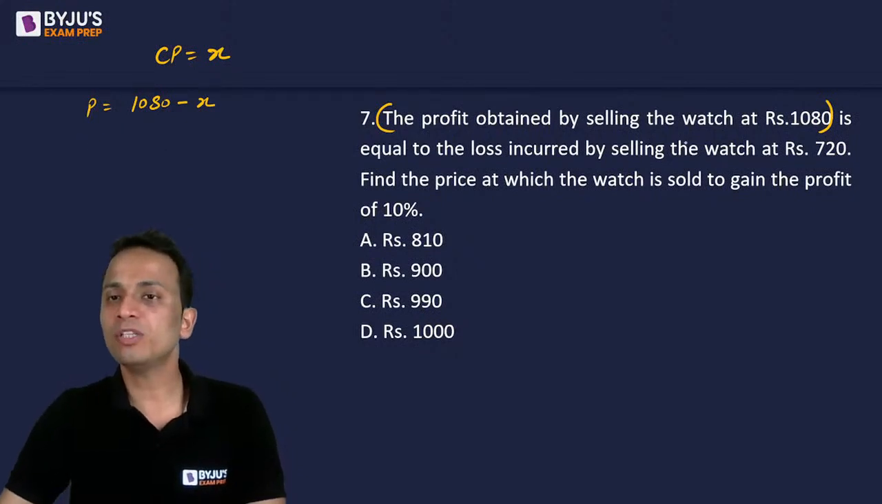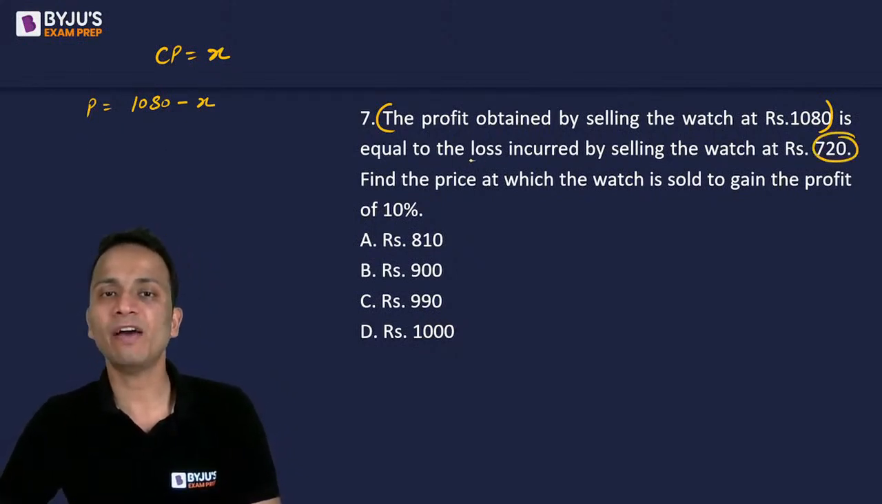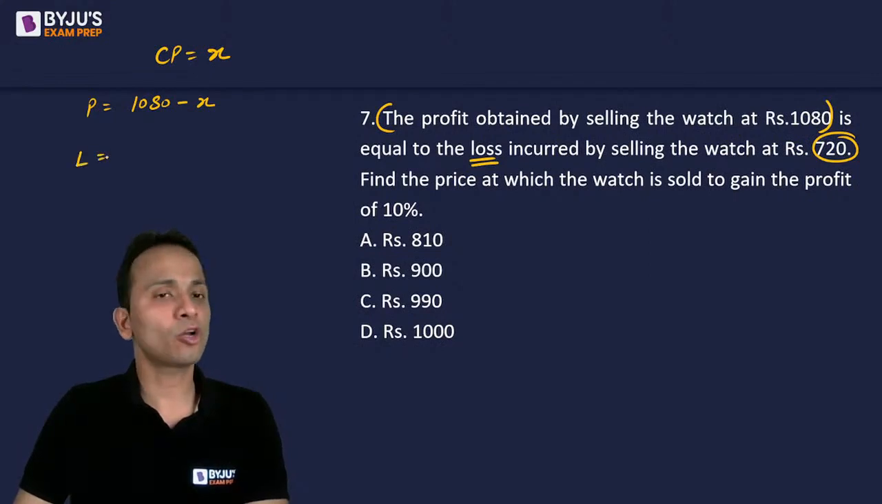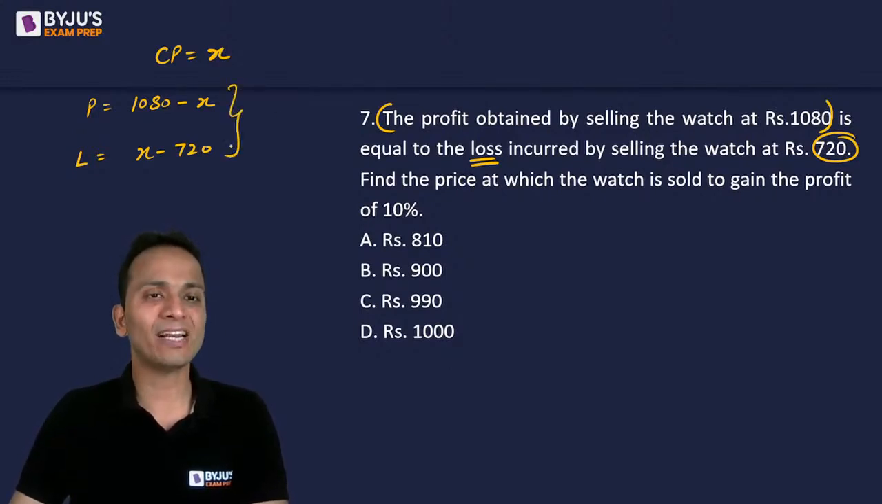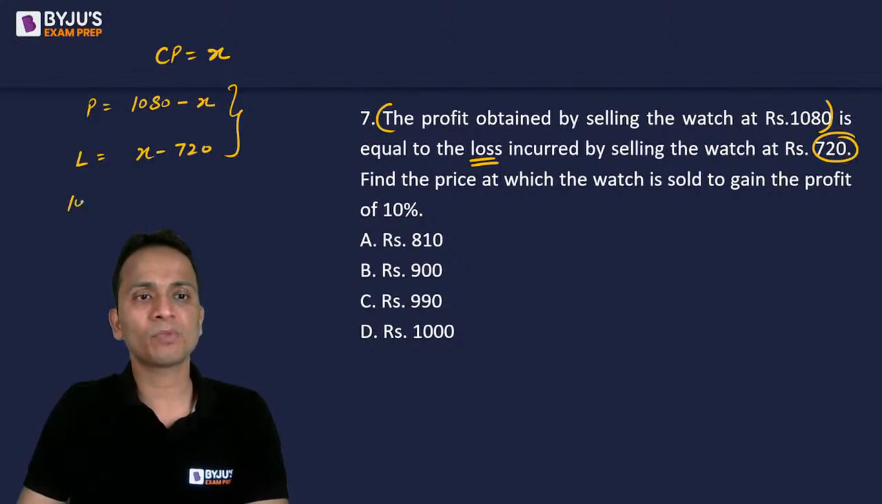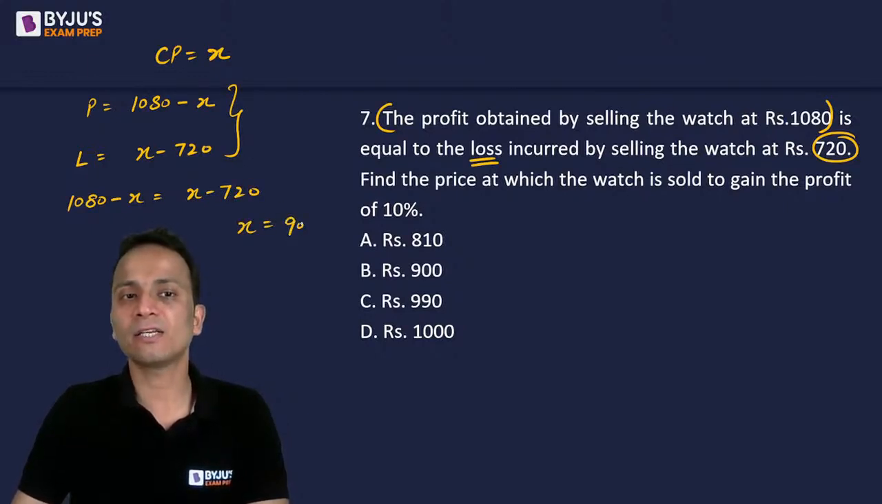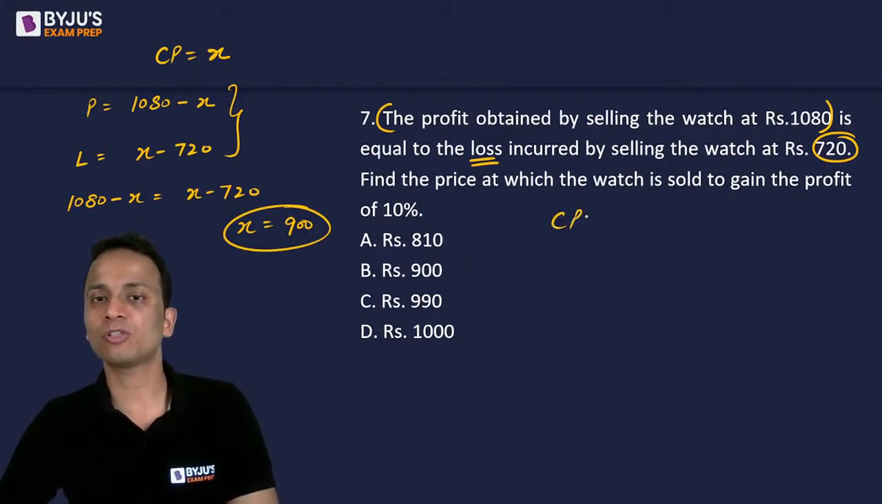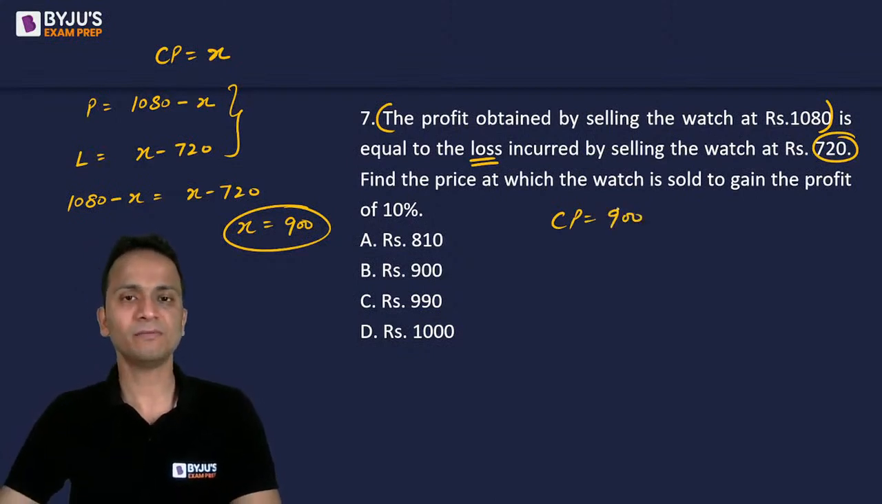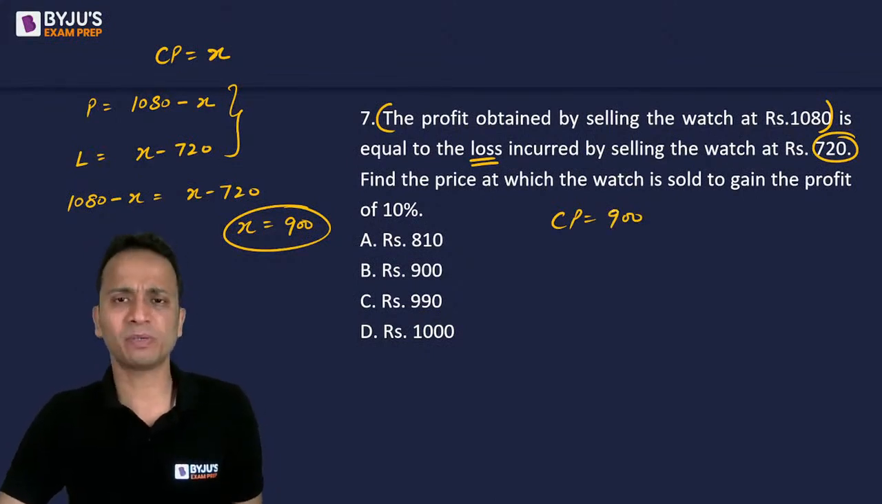Also, when we have sold the watch at 720, we have got a loss. So loss is cost price minus the selling price. And according to this statement, both these profit and loss are equal. So I'll equate 1080 minus X will be equal to X minus 720. So from here upon solving, you will get the value of X as 900. ठीक है, X का value 900 आ जाएगा. So I've got cost price as 900. Done. Cost price पता लग गया, अब तो सब कुछ पता ही लग जाएगा.